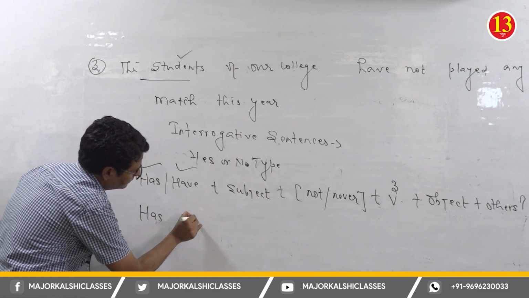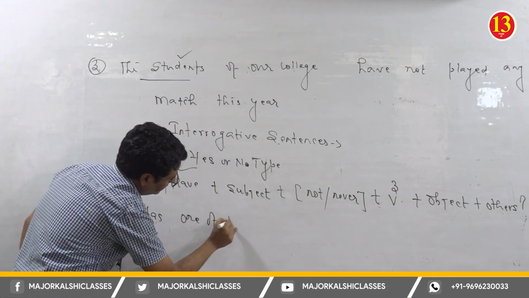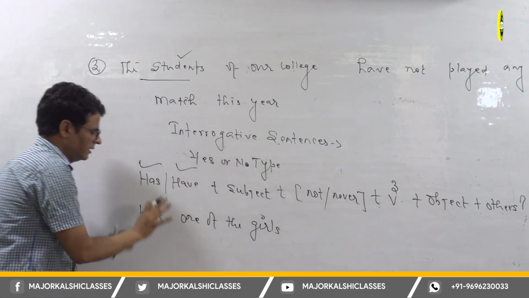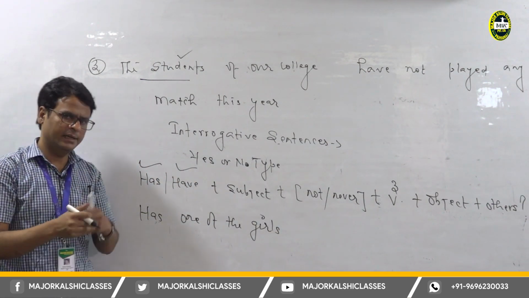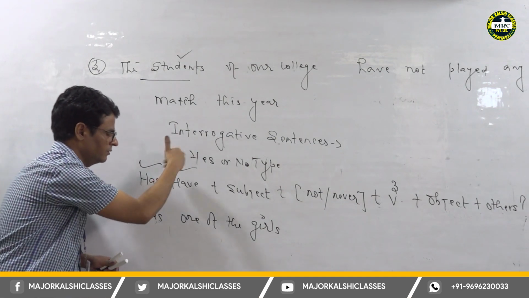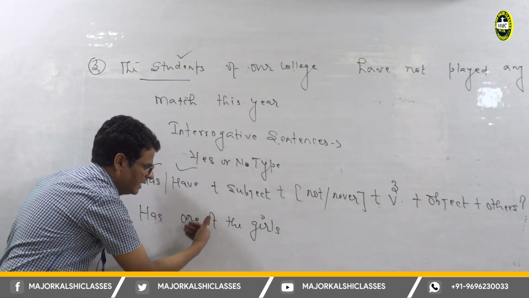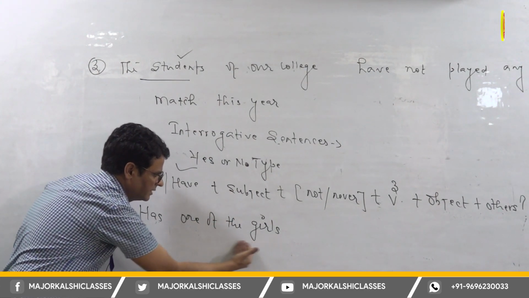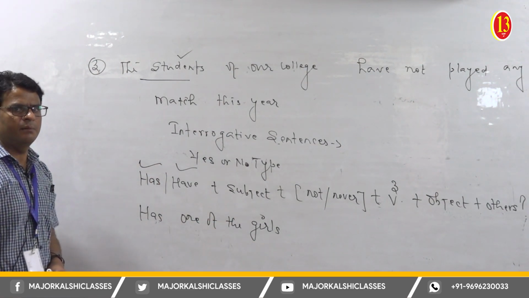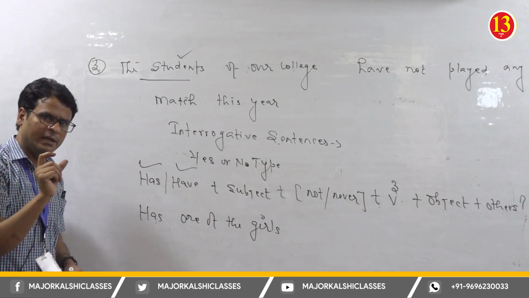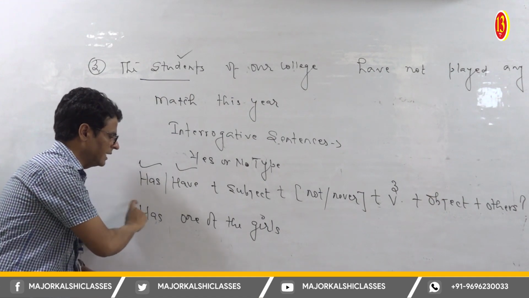Has one of the girls, right? Again, just the same pattern which I gave you earlier. Has one of the girls. This is your subject. It seems your subject is plural, but in fact I am talking about only one girl. That's why I used here has, not have.